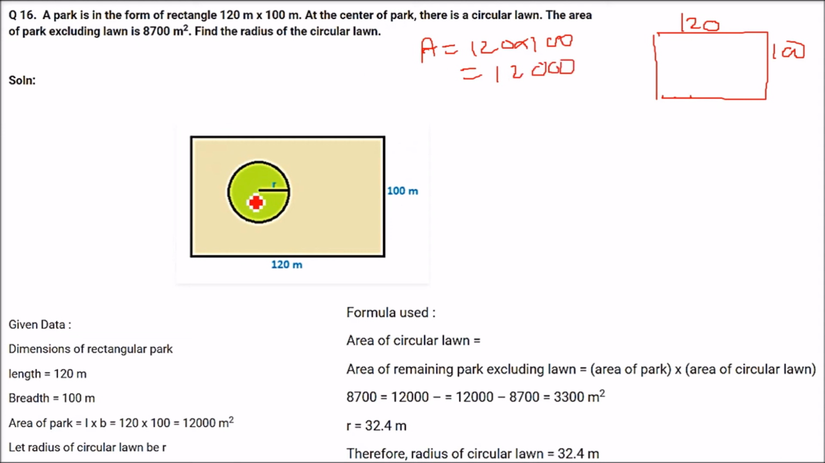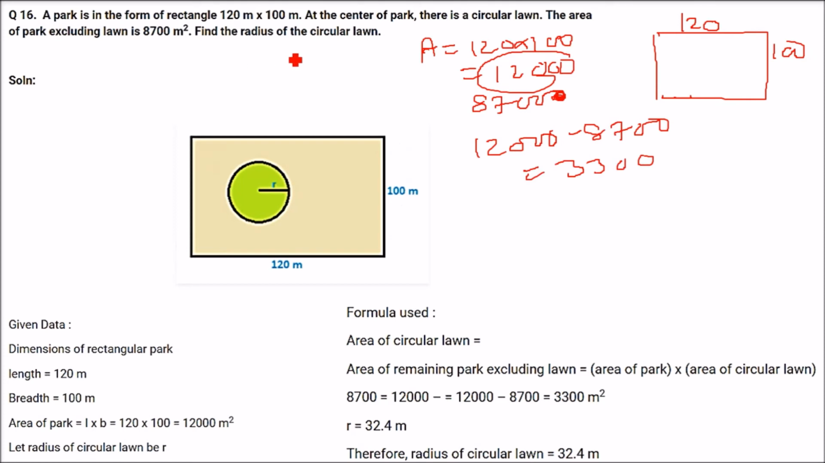Now the area excluding this is what? It is already given. So area excluding this is given as 8700. In order to find the area of this one, we have to subtract from the whole area, that is the total area, the area other than the circular lawn. So 12,000 minus 8700 is the area of the circular lawn, which is going to be 3300. We have to find the radius of the circular lawn.